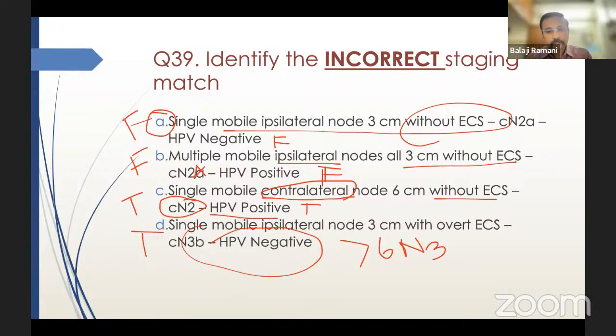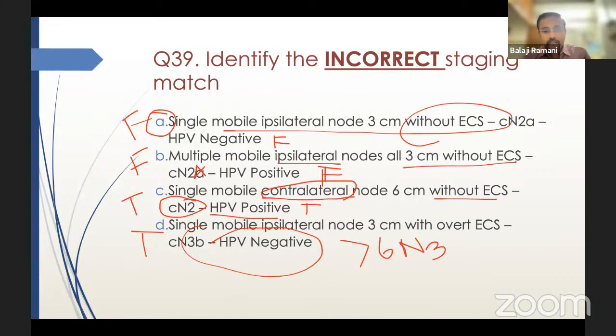All of you are clear? Right. Now let us go to N2. N2, the easiest one to remember is N2C. It has to be contralateral or bilateral. So whenever you have a node which is contralateral or bilateral, that has to be an N2C node.